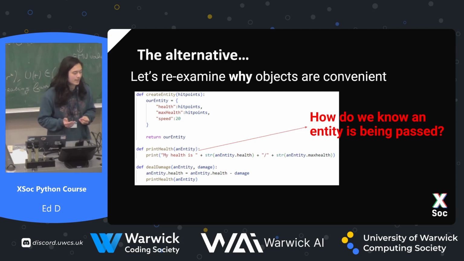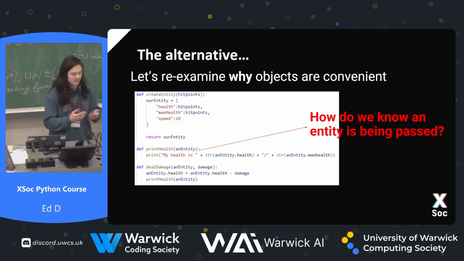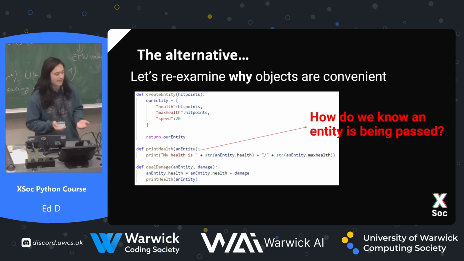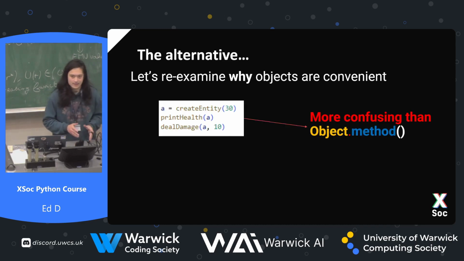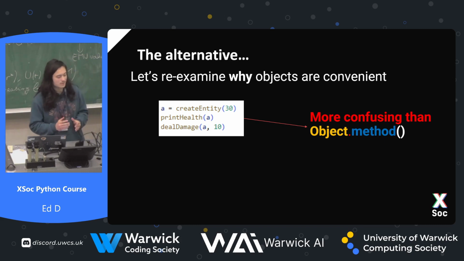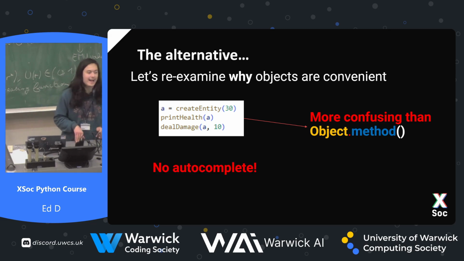So if you try and pass a method something which isn't an object, then it will probably error because the method might try and access a specific attribute, and if it's not there, then your program will crash. So it's harder to code because you have to code your own input validation into the methods. And also, it just looks a bit more confusing. And one of the key things is there's no autocomplete.